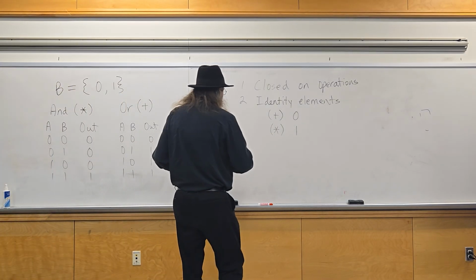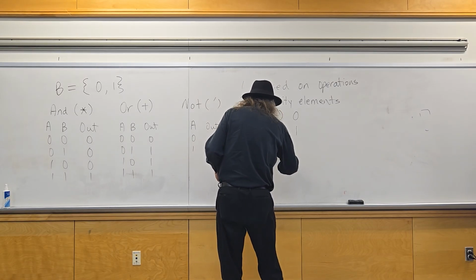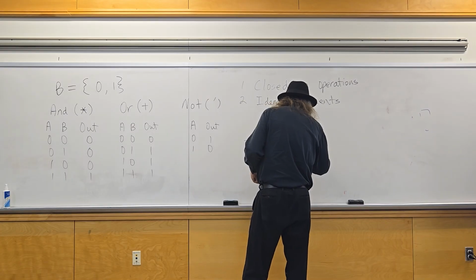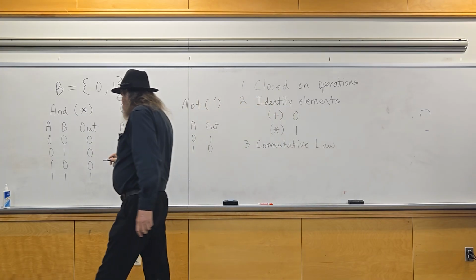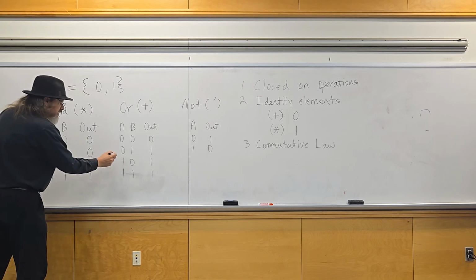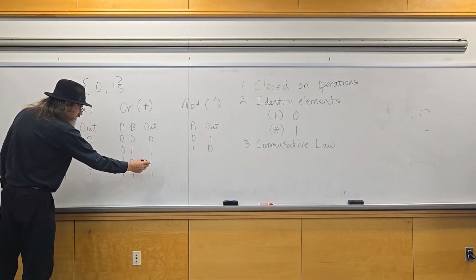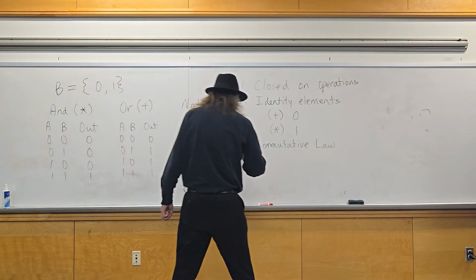The commutative law applies. Number 3. You can see that 0, 1 has the same output as 1, 0 in both the AND and OR. So the commutative law applies. Number 4: you can use the distributive law.